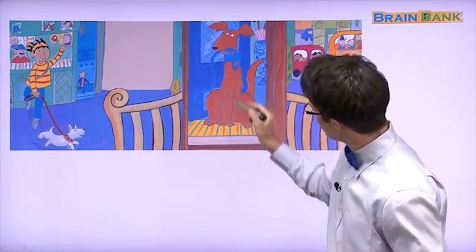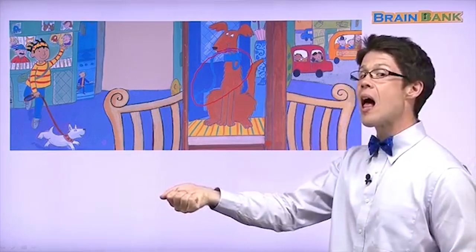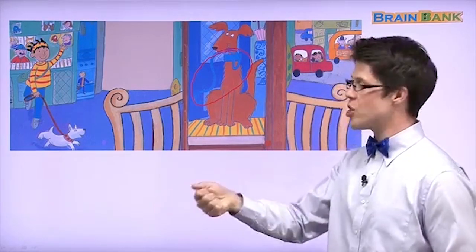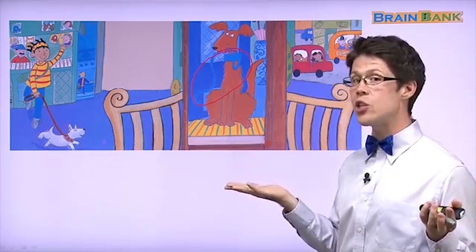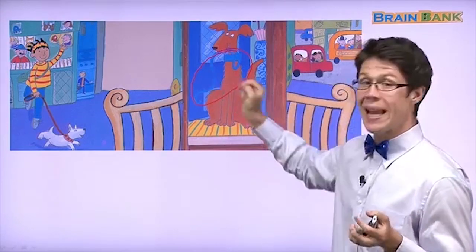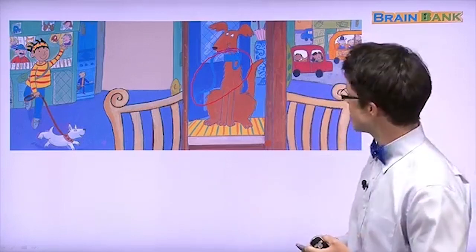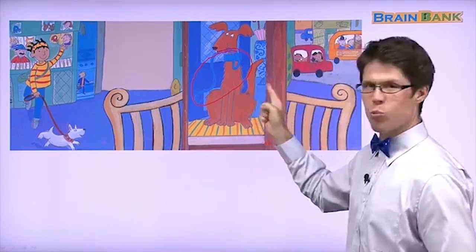Now, do you remember what this is called? When you walk a dog, you have to hold the leash. Yes, the big red dog has what color leash? What color is the dog's leash? It is blue, right? The door is blue and the leash is blue. All right, so now the dog walker has the little white dog and the big red dog.